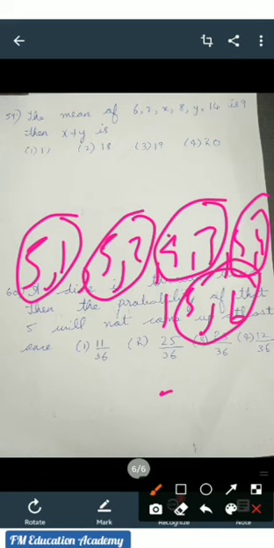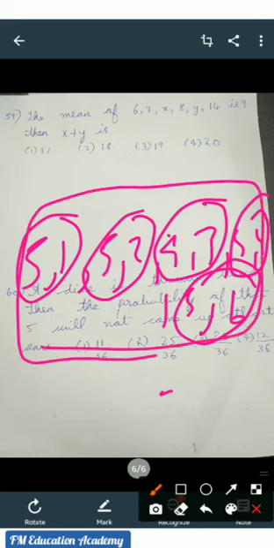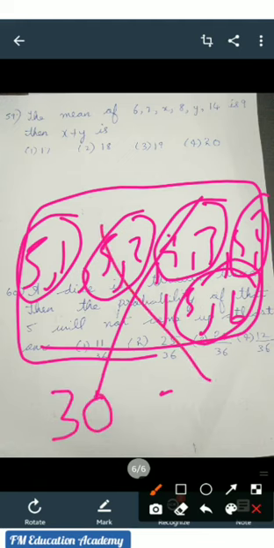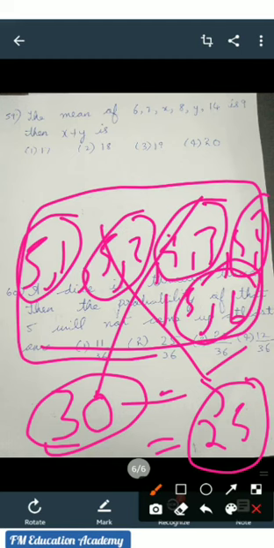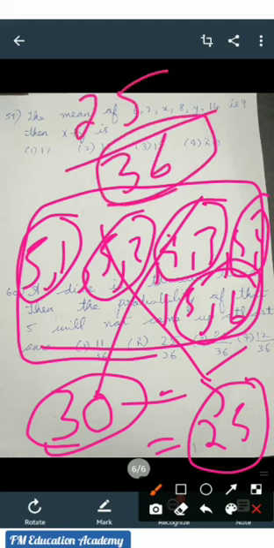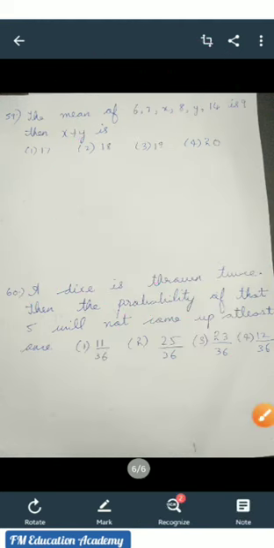So here you will have 5 in the row. How many did we have? We had 30 till now, right? Because 6 we had subtracted. So now again subtract 5, 30 minus 5 is 25. So how many are the number of favourable outcomes? 25. But how many are the total outcomes? 36. Why? Because the die is thrown 2 times. So what is the probability? 25 by 36, which is option 2.